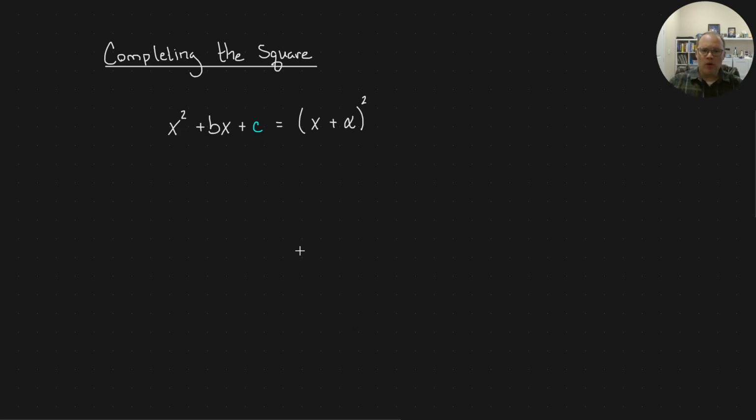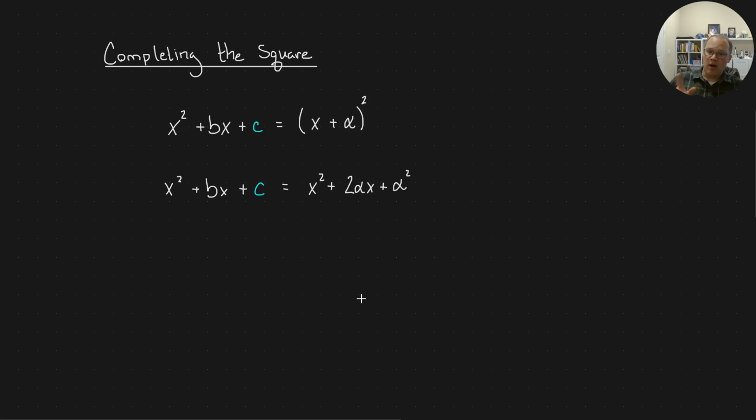Well, we could figure this out if we expand this side. If we FOIL out the right-hand side, that gives me x squared plus 2 alpha x plus alpha squared. And remember, we want that c. That c is the magic value that we need to know. We know what b is, okay? And we need to figure out c so that this factoring makes sense.